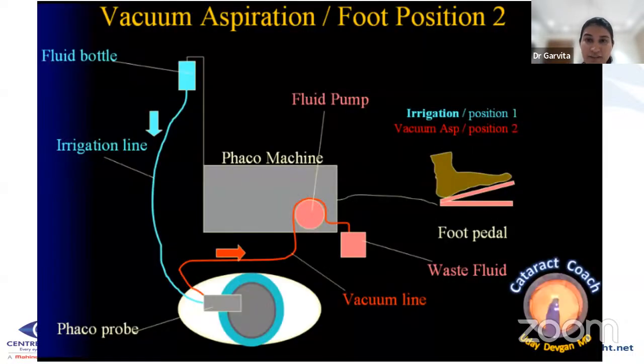This is a diagrammatic representation of aspiration, which is your foot position 2. Just to revise, this is a fluid bottle kept at bottle height, and then the irrigation line bringing the fluid into the anterior chamber via the phaco probe. This is your aspiration line marked in red, which drives fluid from the anterior chamber into the fluid pump and collects as waste fluid. This is your aspiration line. All of this is controlled by the foot pedal.